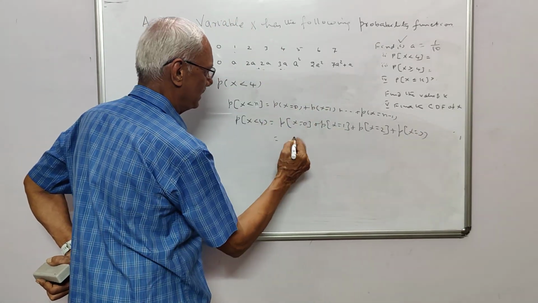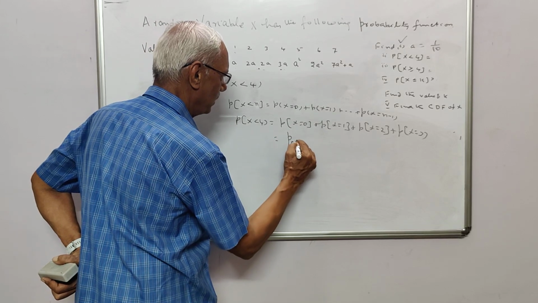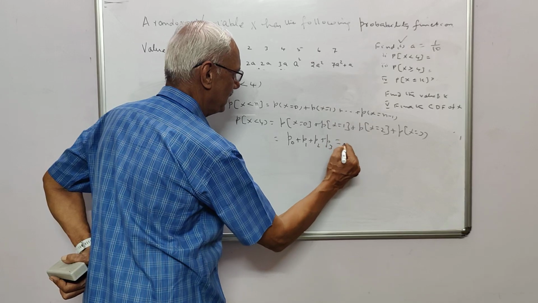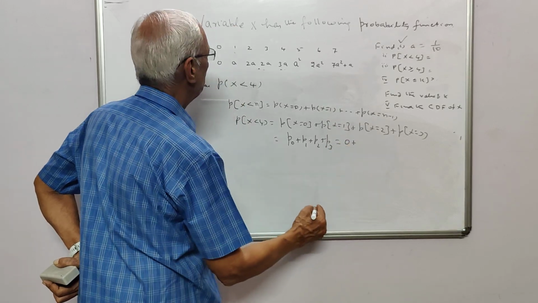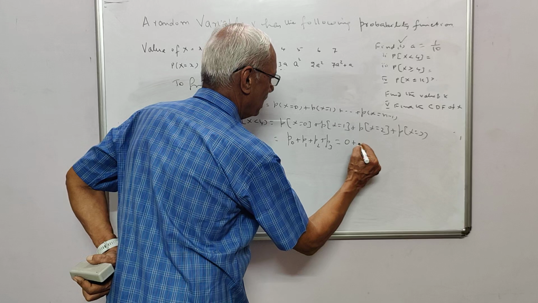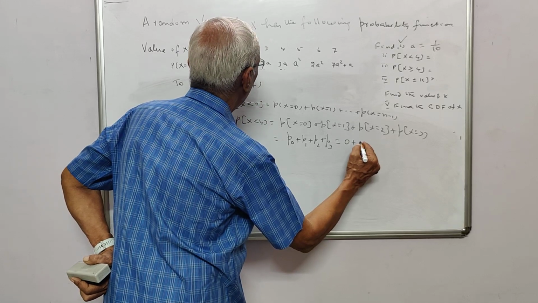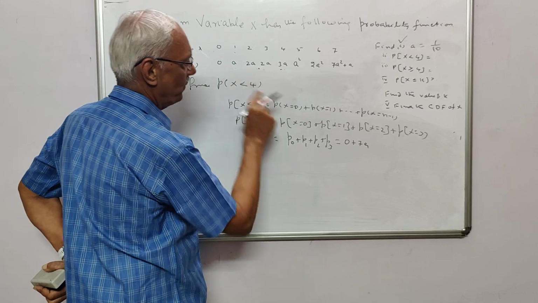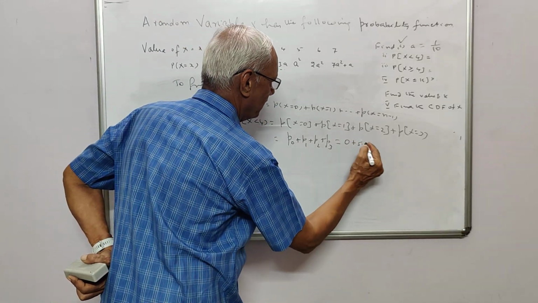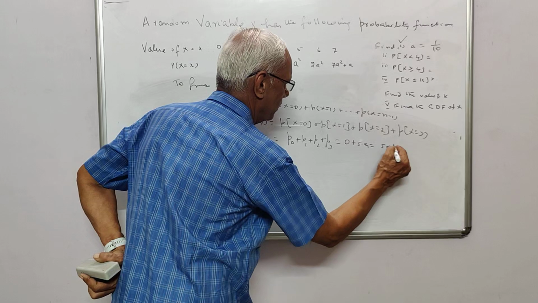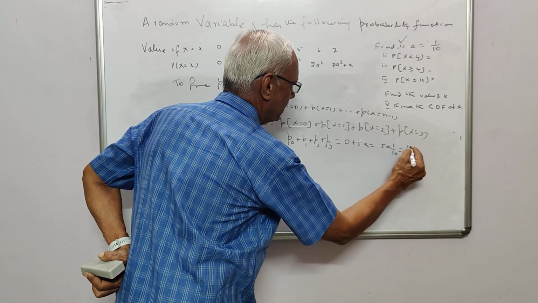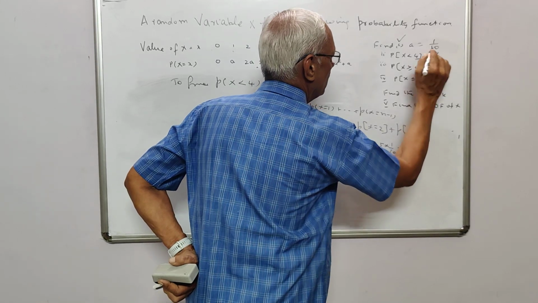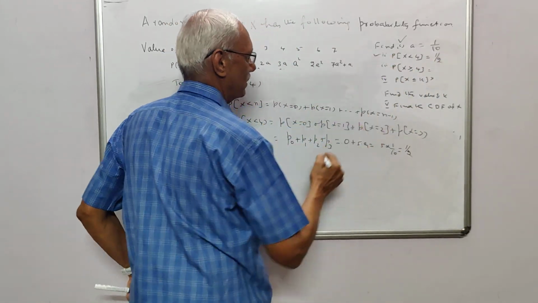P of x is equal to 0 can also be written as P0 plus P1 plus P2 plus P3, that is equal to 0 plus 5a, 7a. Up to 3 I want 5a. So that is equal to 5 into 1 by 10, that is equal to half. So you see that this is equal to half. So the second problem is over.